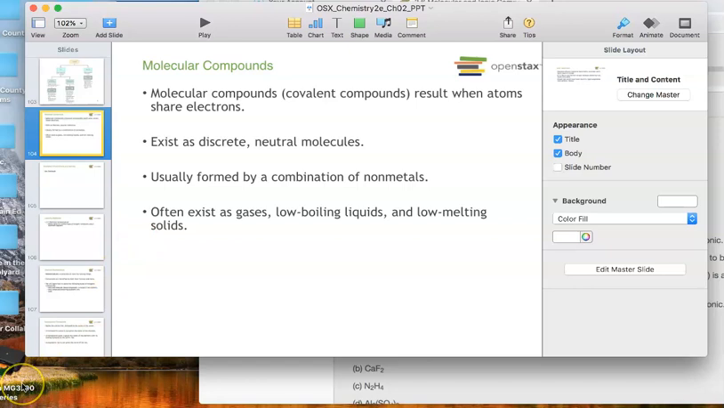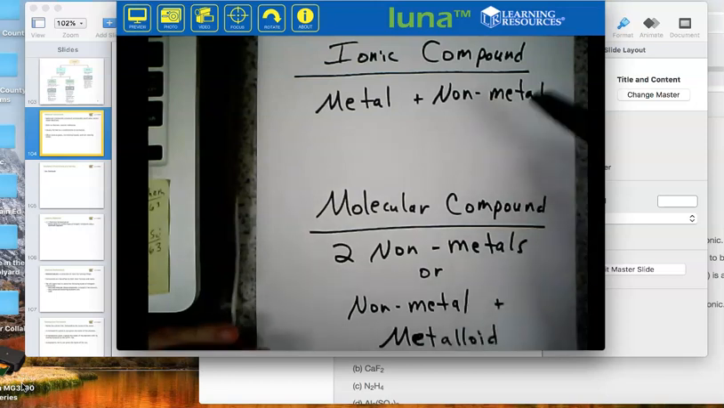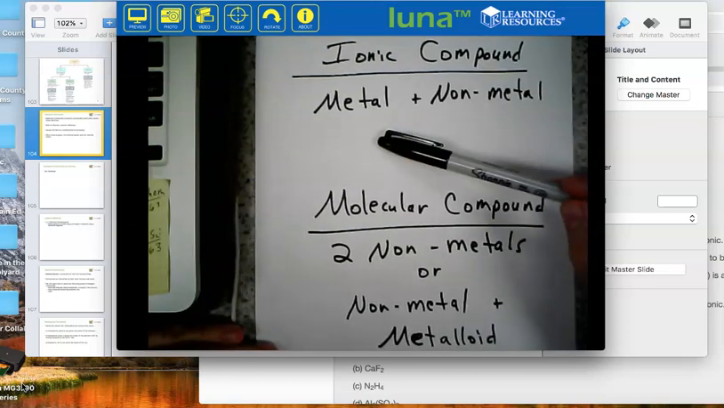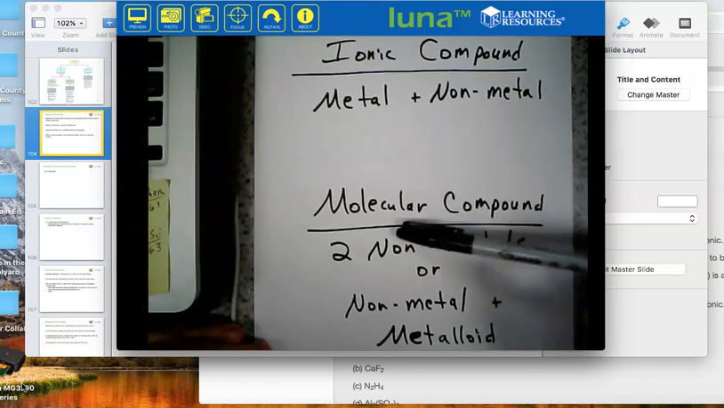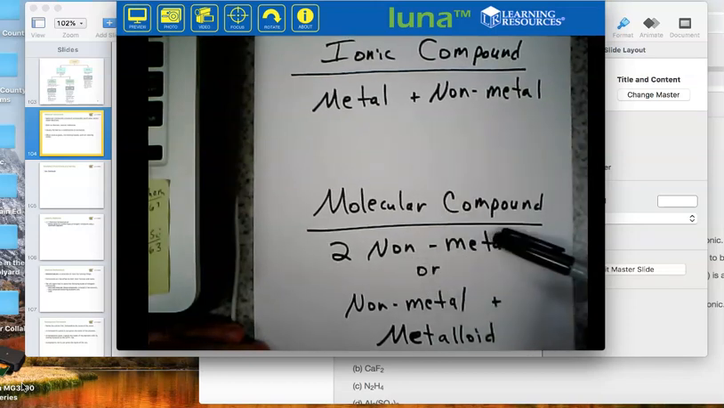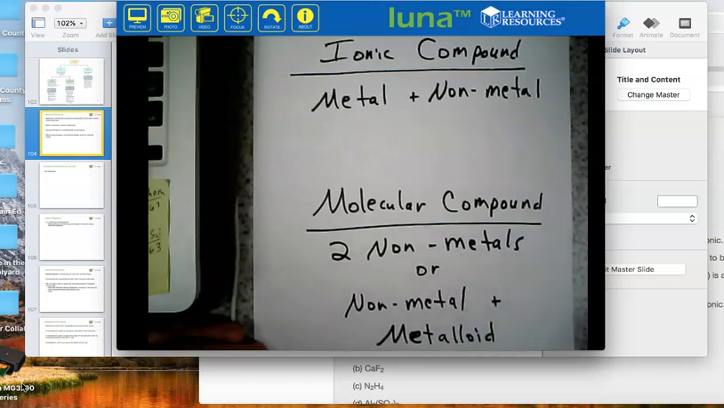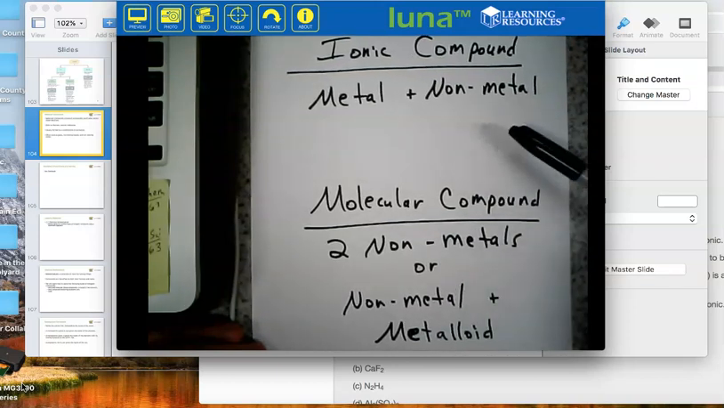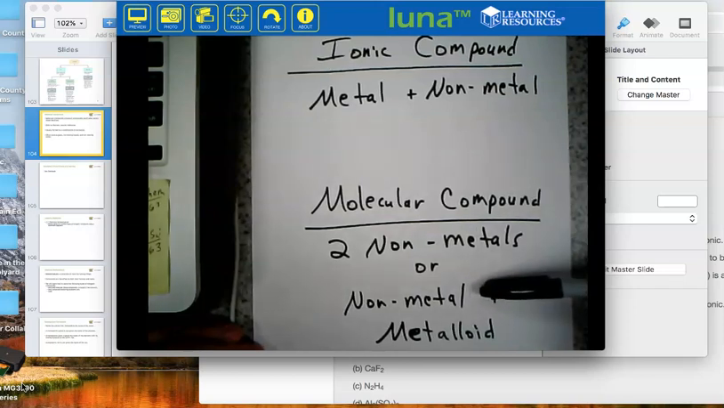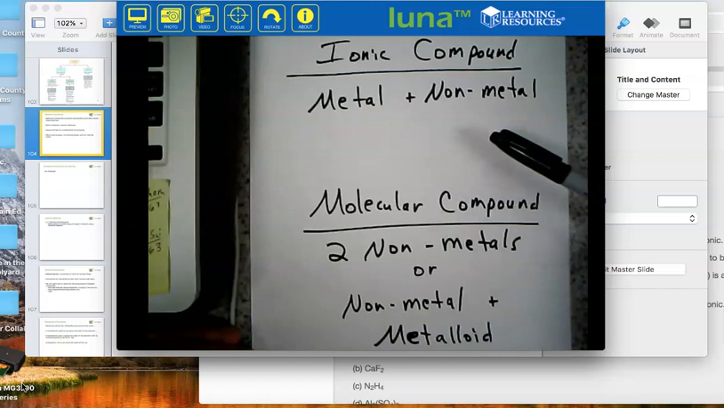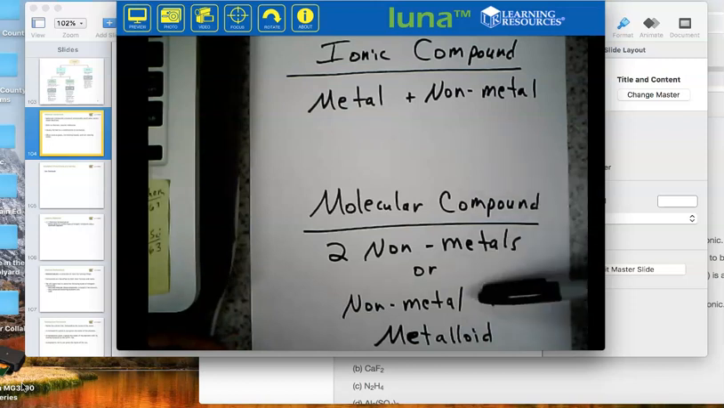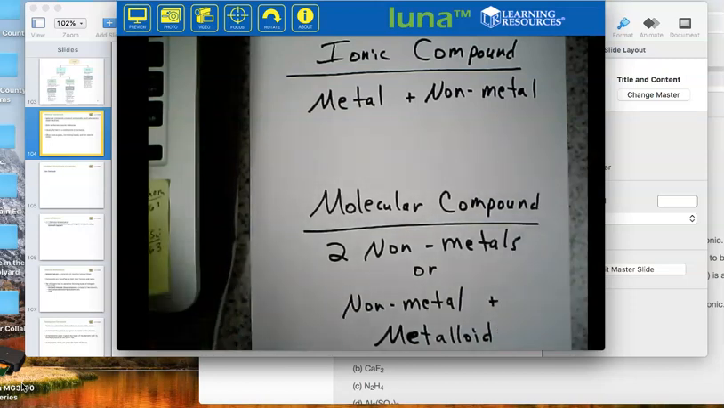So we need to distinguish that from ionic compounds. We said before that an ionic compound is made up of a metal and a nonmetal. And molecular compounds are formed between either 2 nonmetals or a nonmetal and a metalloid. So it's very important to be able to distinguish between ionic compounds and molecular compounds because there are different rules for naming and writing the formulas for ionic versus covalent compounds. Knowing the difference between the two is very important, and we're going to practice that skill momentarily.